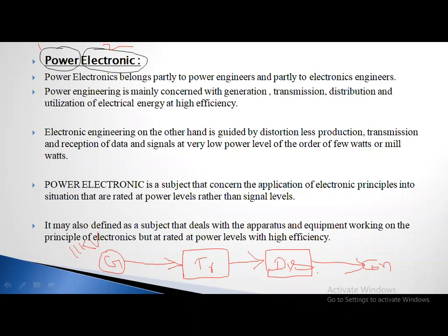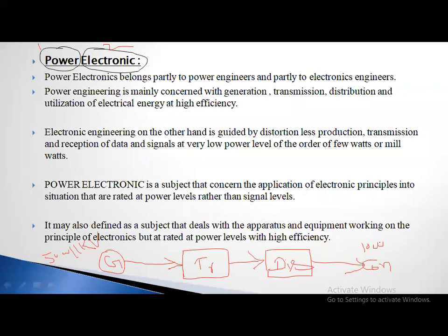So if the power losses increase, then obviously efficiency will decrease. For example, at the generating station we transfer 50 watts of power, and at the consumer side we are utilizing only 10 watts. So what about the remaining 40 watts? The remaining 40 watts are losses. So efficiency will decrease.